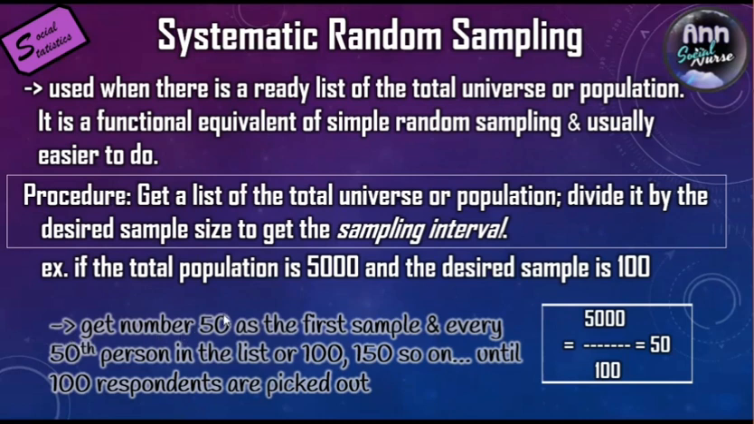So 50 is the first in the sample, followed by the 100th person, the 150th person, the 200th person, and so on until you reach 100 respondents out of the 5,000. So that is systematic random sampling. Also, if you're going to consider a subdivision, for example, you are going to have 5 as the sampling interval. So every fifth house in the particular subdivision will be your household sample.